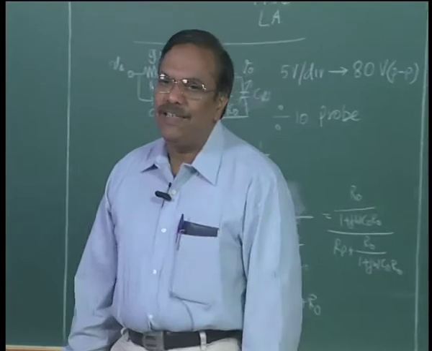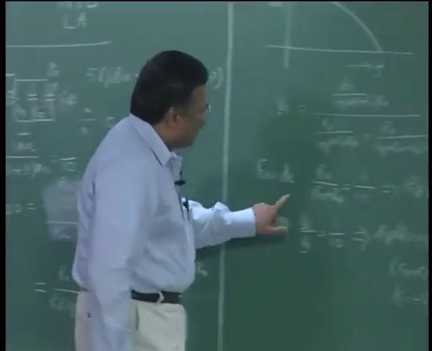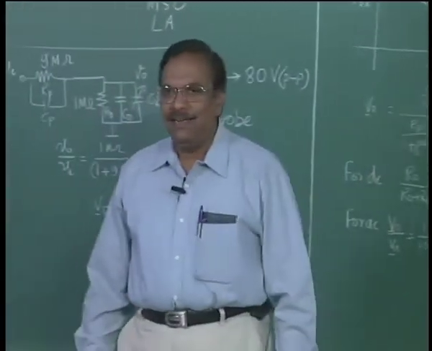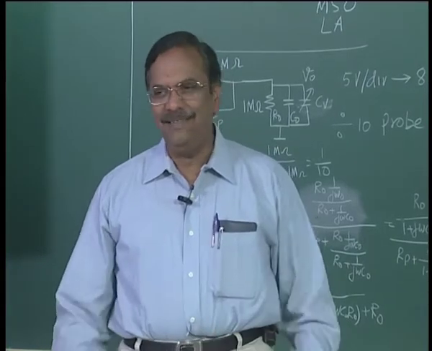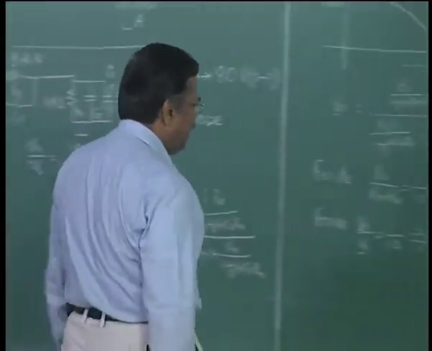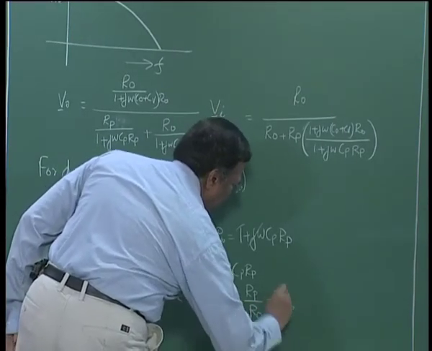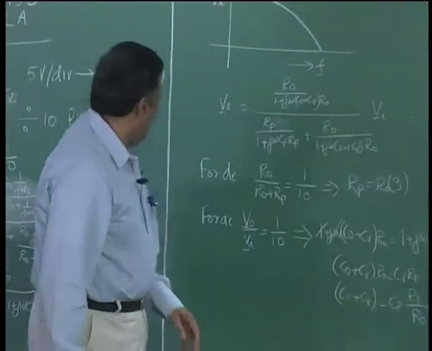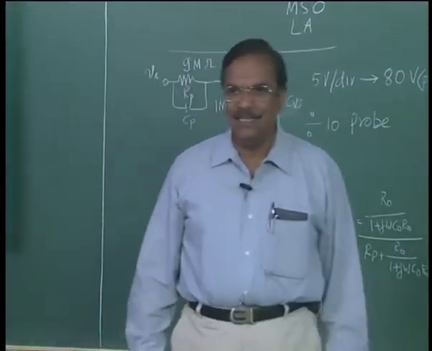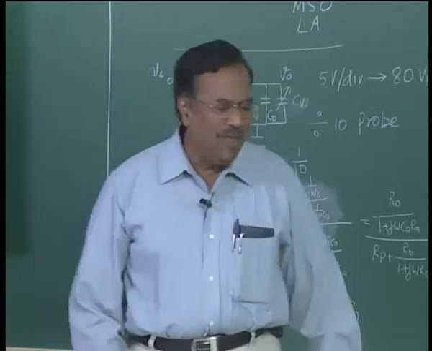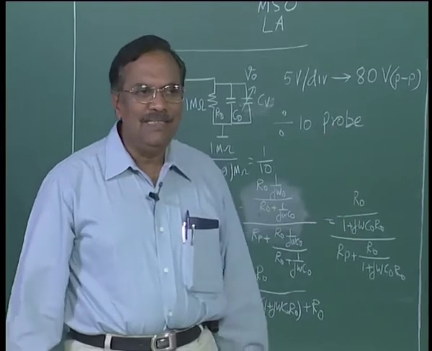We already know what Rp by R naught is, 9, right. We have just now derived that Rp by R naught must be 9 for the probe to have 1/10 division at DC, right. So this must be 9 times Cp, right. So, we vary this variable capacitance Cv so that we have this condition: 9 times Cp is equal to C naught plus Cv.